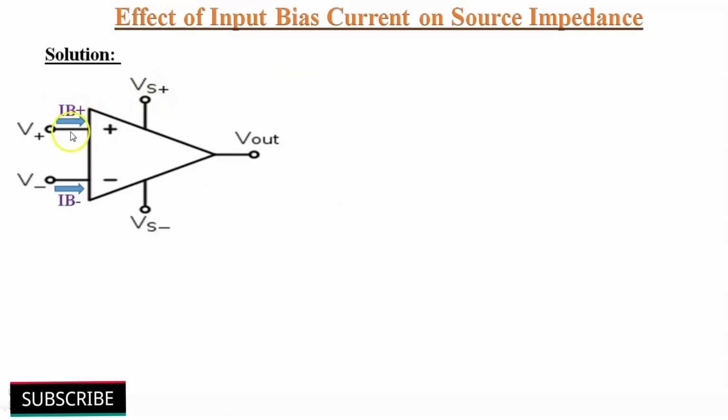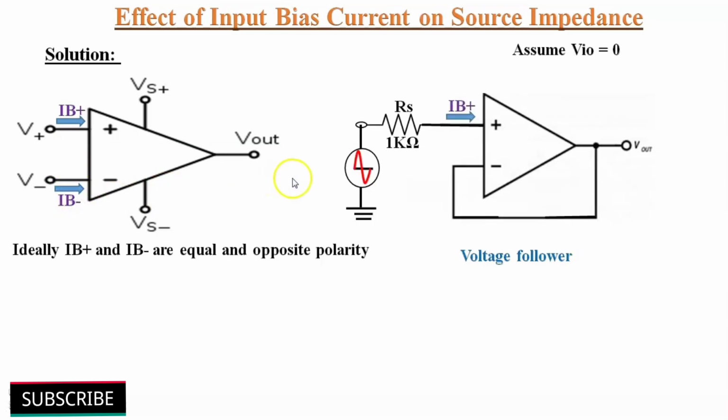So the solution for this is, if you observe, IB plus is going into the non-inverting terminal and IB minus is going into the inverting terminal. So ideally both are equal and opposite currents. These both can cancel with each other. So let's start with a voltage follower configuration.